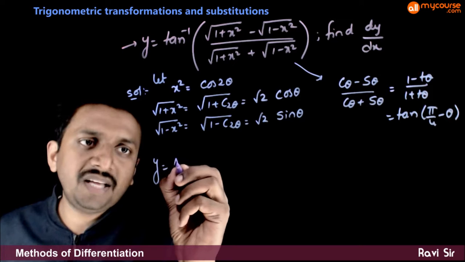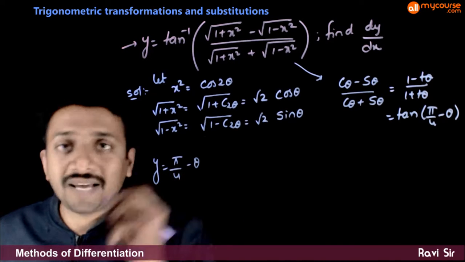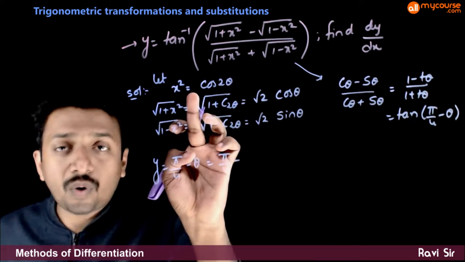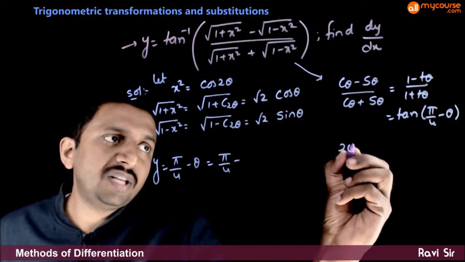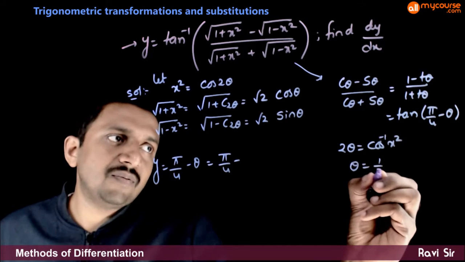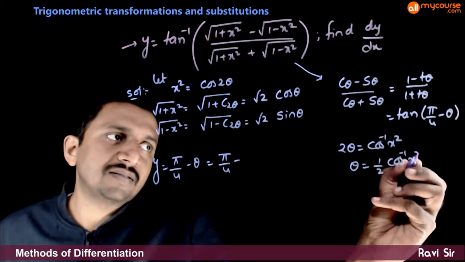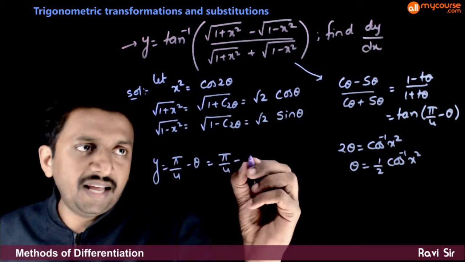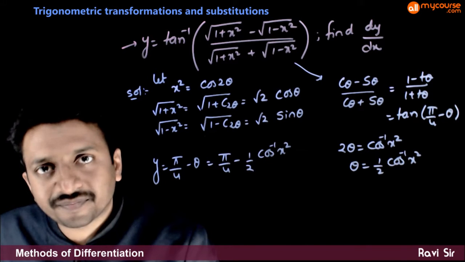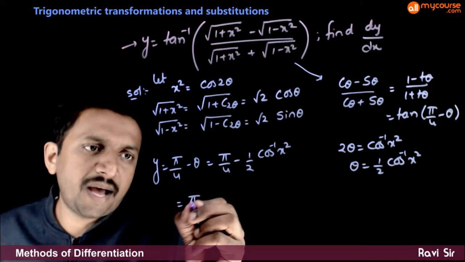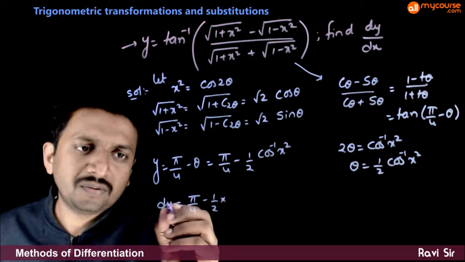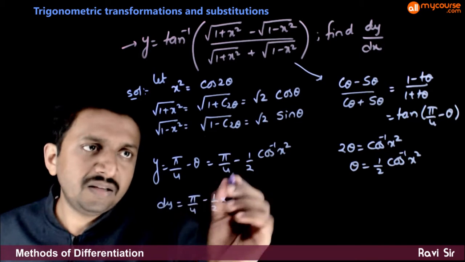So y is effectively equal to pi by 4 minus theta. That is pi by 4 minus, what is theta? 2 theta is equal to cos inverse of x square. So theta is equal to half cos inverse x square. So theta is half cos inverse of x square. That is equal to pi by 4 minus half times cos inverse of x square. So this is y.